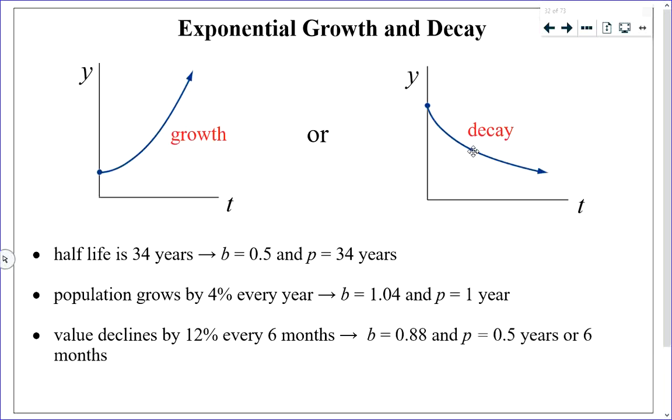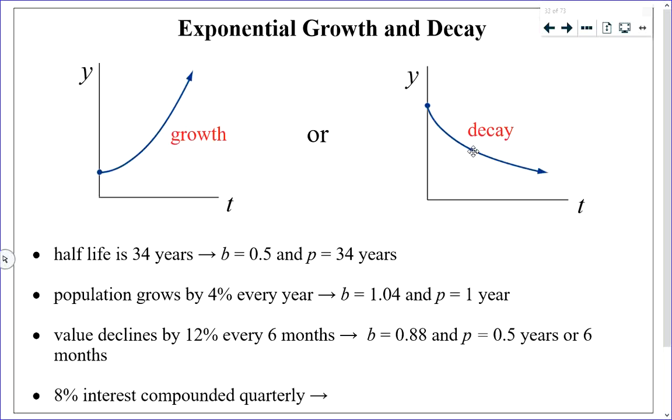P is 0.5 years. If you want to use months, you can use months, but you just need to be aware, whatever the unit of time is you use for P, that has to be the unit of time you use for T in the equation. So when you start plotting points or putting in a time into the equation, if you use P equals 0.5, you have to put T in years. If you use 6, you have to put T in months.